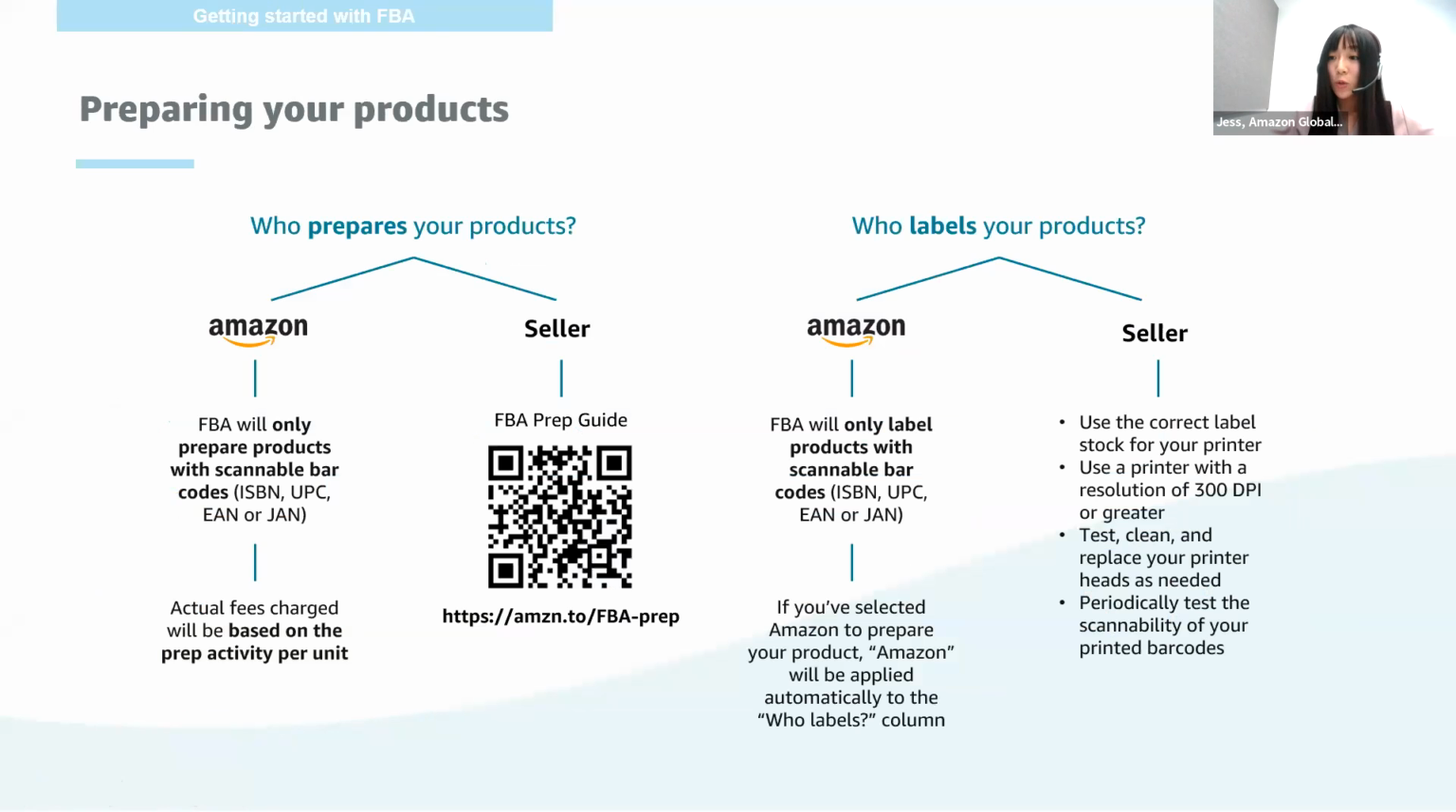All right, so when it comes to preparing and labeling your product, you can either do it yourself or you can pay a nominal fee to ask Amazon to do it for you. So let's say you choose to label your own products, you will need to prepare label stock as well as a printer. And if you choose to prepare your own products, you can scan this QR code here to download the FBA prep guide.